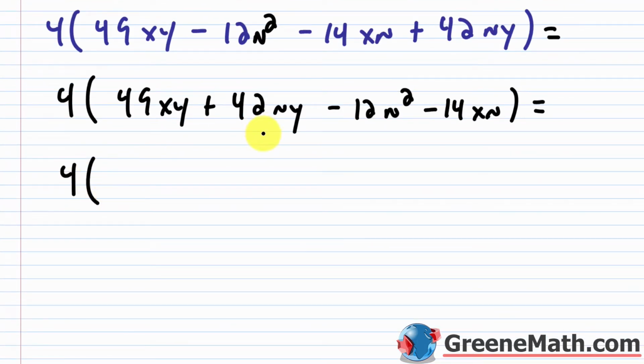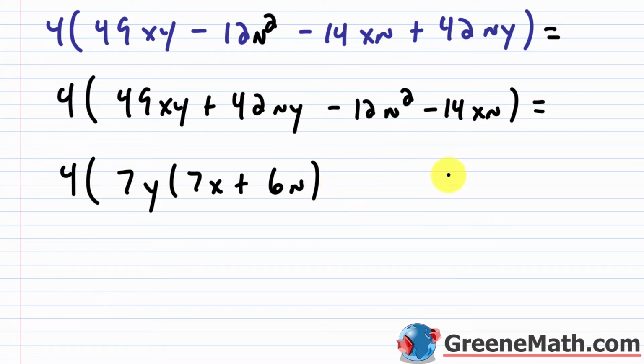From the first group, I can pull out 7y. So let's pull that out. I forgot my y, so 7y. Inside, you would have 49 divided by 7 is 7. Xy over y is x. Then plus 42ny divided by 7y. 42 divided by 7 is 6. Ny over y is n.